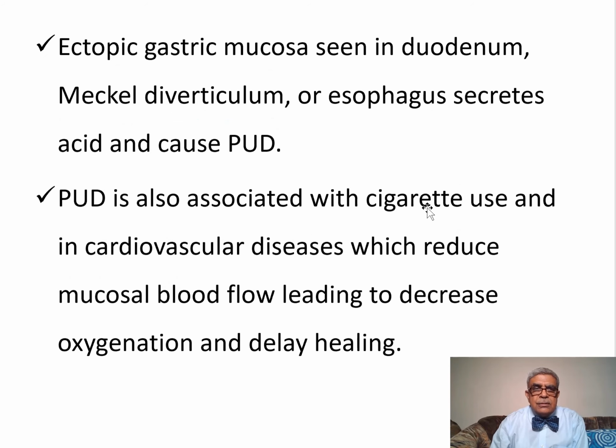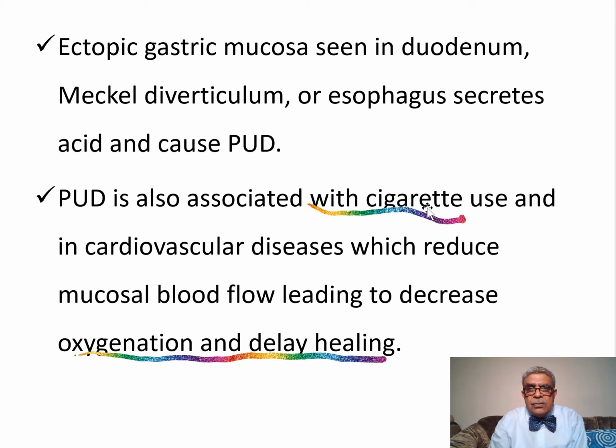Now ectopic gastric mucosa seen in the duodenum, Meckel's diverticulum or esophagus secretes acid and can cause peptic ulcer disease. Peptic ulcer disease is also associated with cigarette smoking and is also seen in cardiovascular diseases, because there is a reduction in mucosal blood flow leading to decreased oxygenation and ultimately delayed healing of the gastric mucosa.